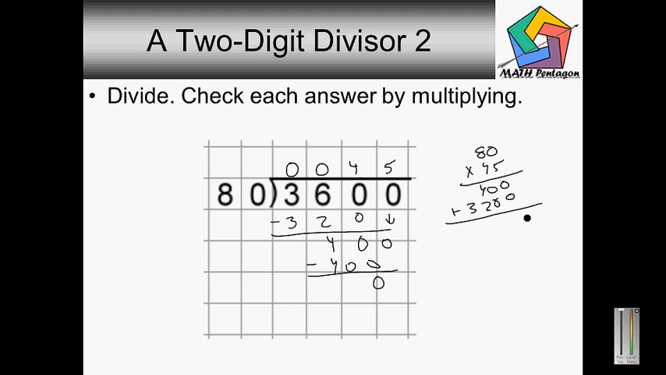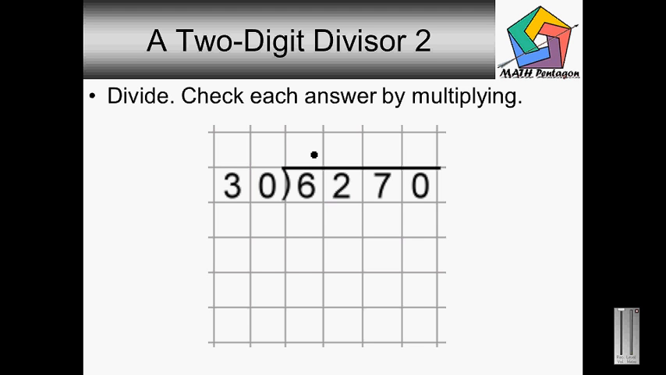So we add these up. 0 plus 0 is 0. 0 plus 0 is 0. 4 plus 2 is 6. And 3 plus 0 is 3. So we wind up with, as you can see, 3,600, so it checks out. So the final answer is definitely 45 for this problem right here.